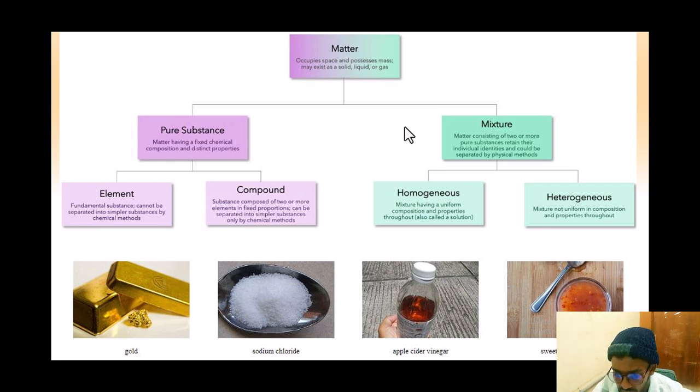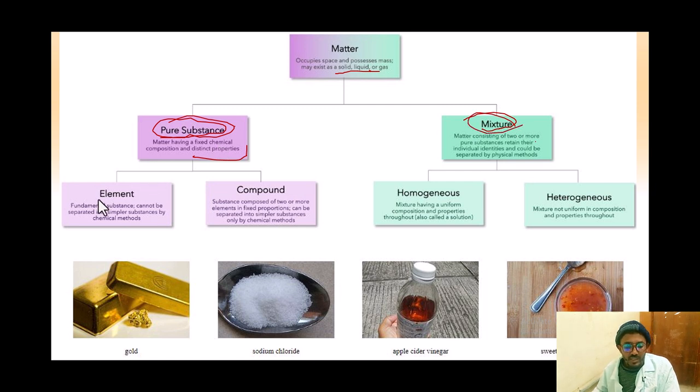Another interesting topic is matter. So let's see what matter means. It occupies space, possesses mass, and may exist as a solid, liquid, or gas. We have two points to consider. The first one is pure substance. The second one is mixture. Matter having a fixed chemical composition and distinct properties, we call pure substance. But matter consisting of two or more pure substances, we call a mixture.